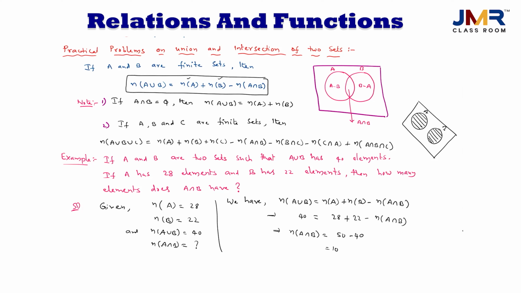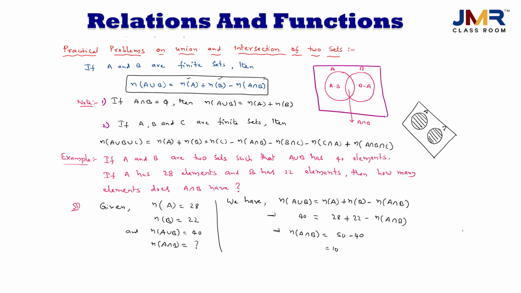Similarly, if three sets are given, then n(A union B union C) we can find by using this formula. n(A union B union C) equals n(A) plus n(B) plus n(C) minus n(A intersection B) minus n(B intersection C) minus n(C intersection A) plus n(A intersection B intersection C).